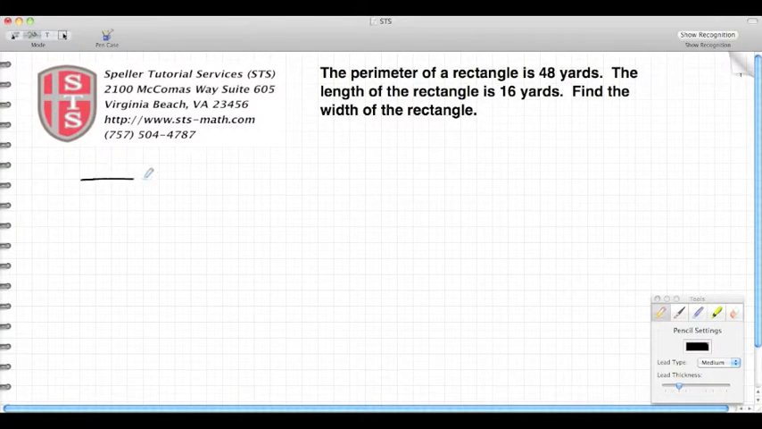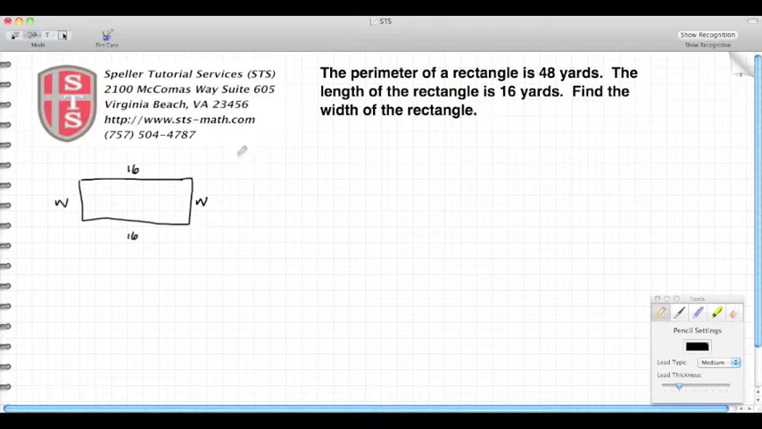As always, we begin with a simple sketch. Since we're talking about a rectangle, we sketch a rectangle. We know that the length of the rectangle is 16 yards. The properties of a rectangle state that the opposite sides are parallel and are also the same length. So I know if that's 16, this length has to be 16. And for the width, since I don't know the width, I can label that W, and I know the width on the other side also has to be W.